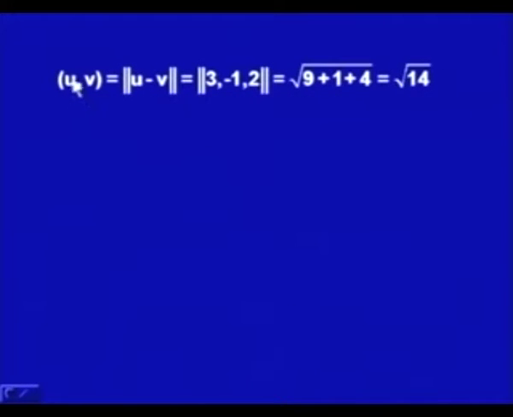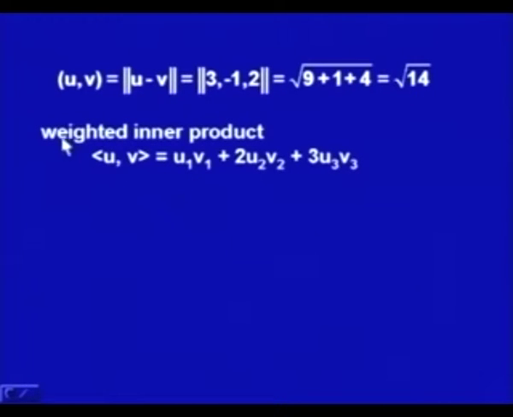The distance between u and v is the norm of u minus v. Given u and v, it comes out to be the norm of (-3, 1, -2), and its inner product will be 9 plus 1 plus 4, which comes out to be the square root of 14. So, the distance between u and v with the standard inner product is the square root of 14.